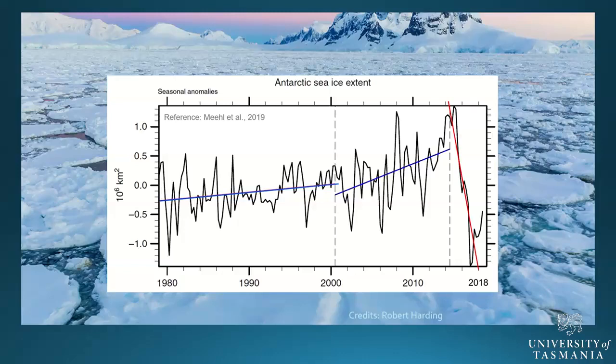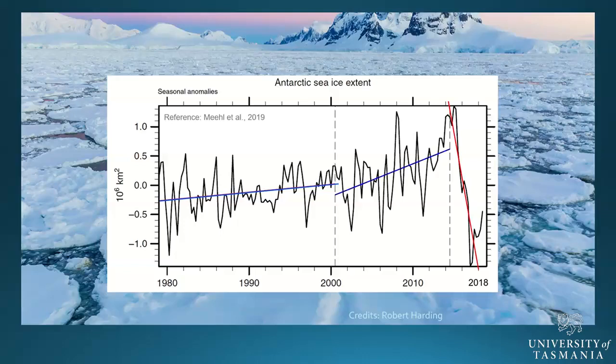You see that the observations, which is the black wiggly line, vary a lot. But if you fit a straight line through them, from the 1980s to 2016, like the blue lines, you'll find that sea ice extent in Antarctica was slowly increasing. So the sea ice wasn't really disappearing, it was growing.